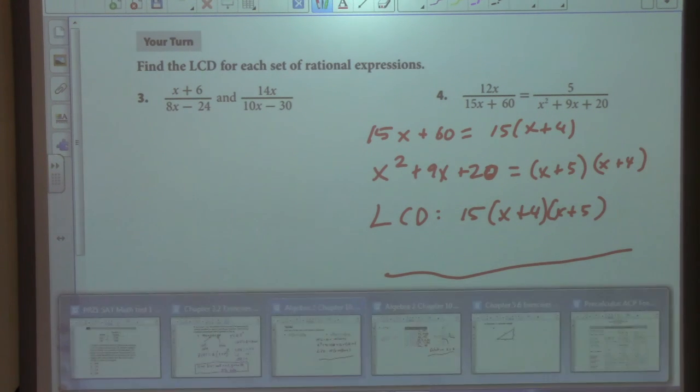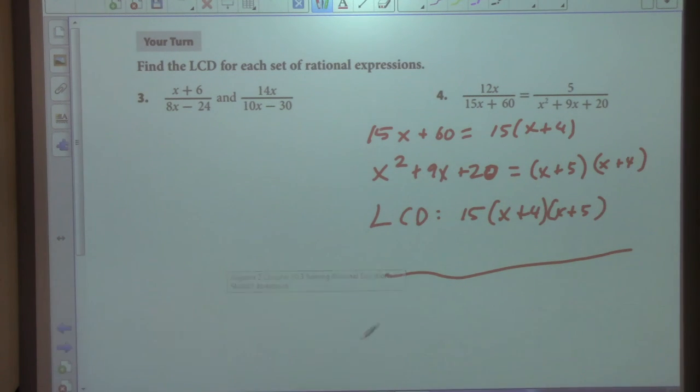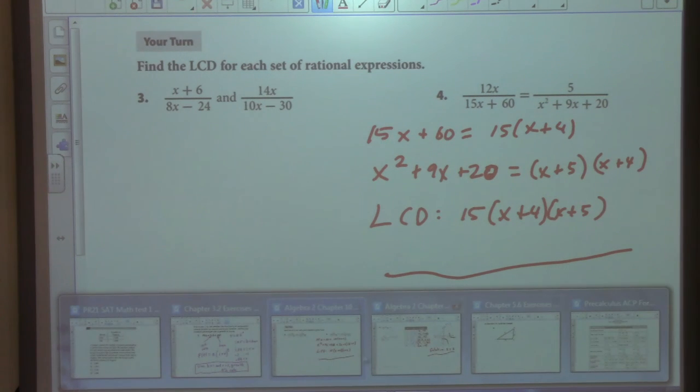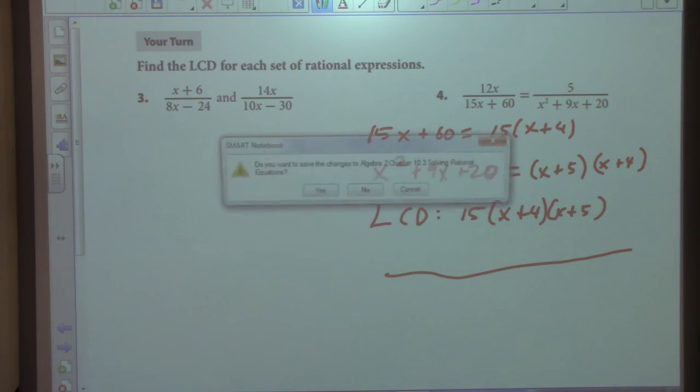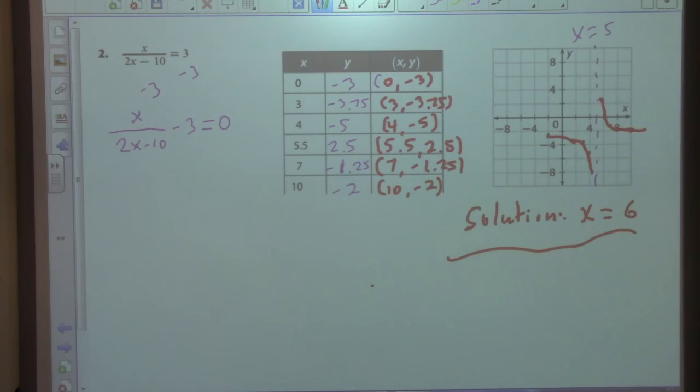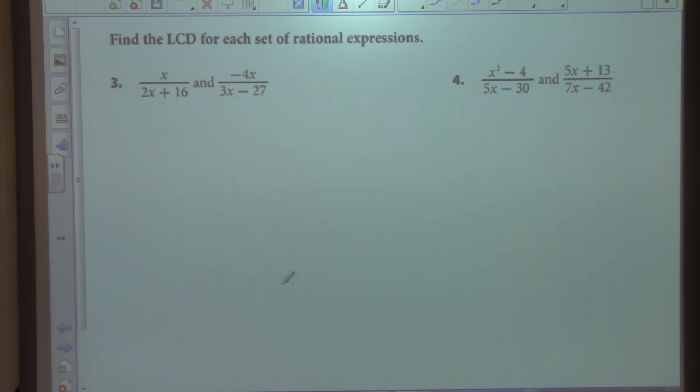So I want you to go ahead, and I'm going to call on somebody to do problem 3 here. I'm going to call on somebody to give us a least common denominator for number 3. So work that out. I'm going to call on somebody.